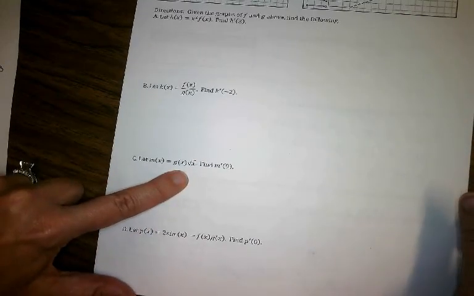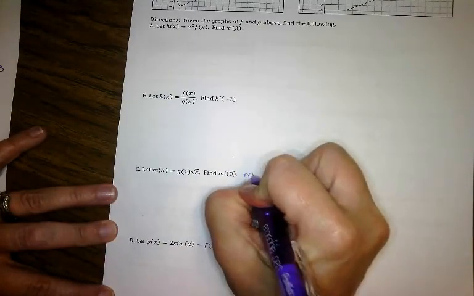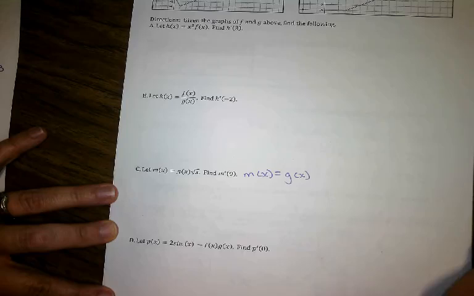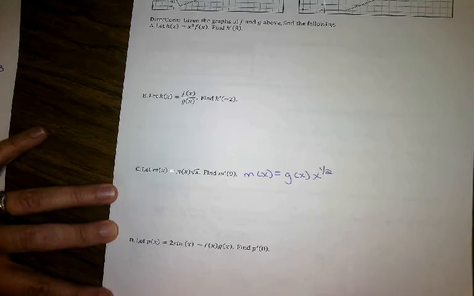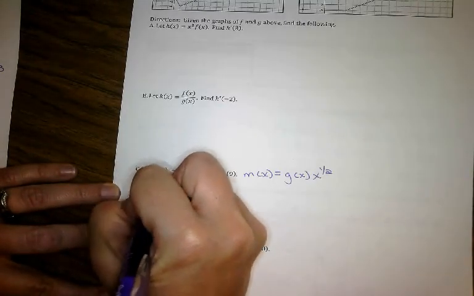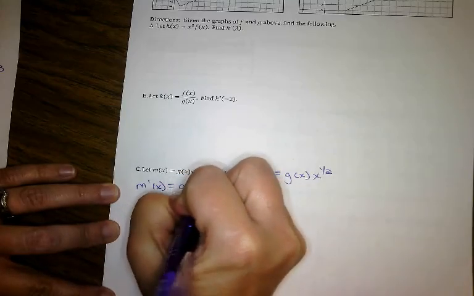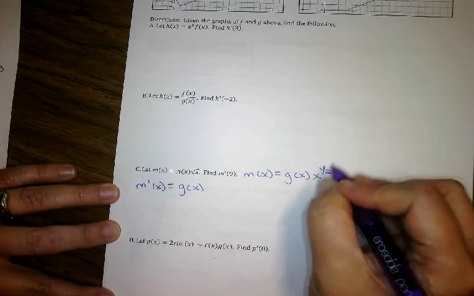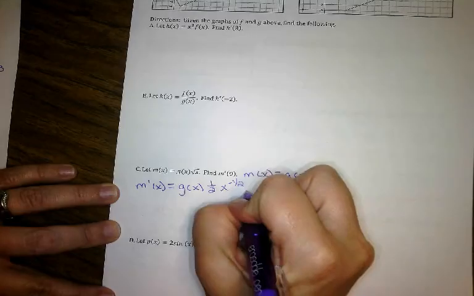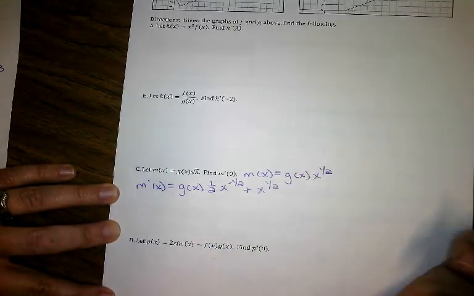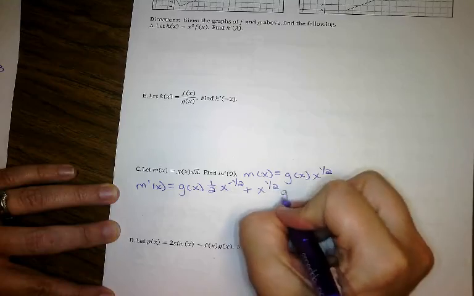Sometimes that confuses us. Remember I told you to always rewrite a radical so that you have it in exponent form. That way it's easier to do the derivative. Of course, we're going to do a product rule here. So we're going to kick off the first times the derivative of the second, plus the second times the derivative of the first.